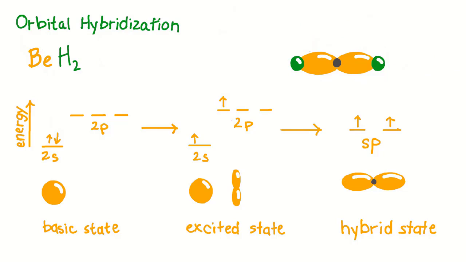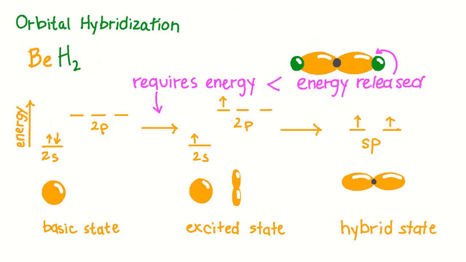Before we move on, it's worth noting that this first step in the hybridization process, where an electron is promoted, requires energy. But the energy required to promote an electron is much less than the amount of energy that's released from the formation of bonds. Sometimes, not all of the atomic orbitals are involved in the hybridization process, leaving some orbitals unhybridized. We see this in the molecule ethene.